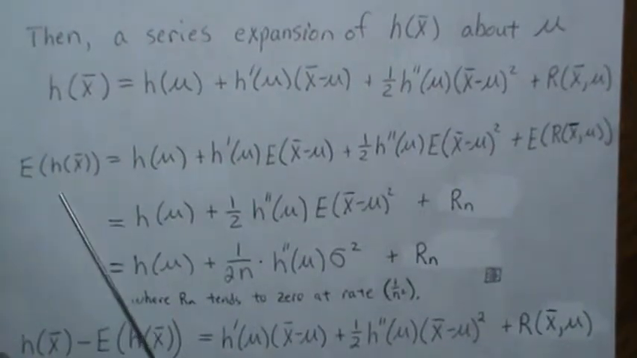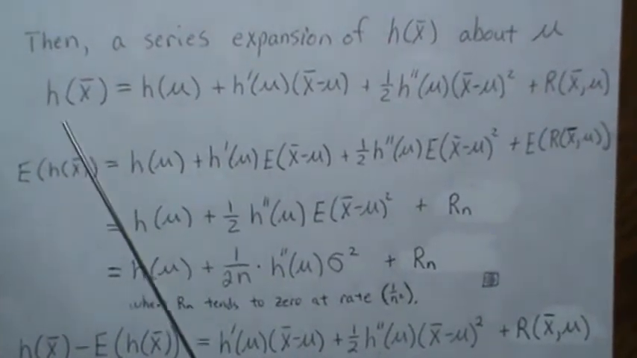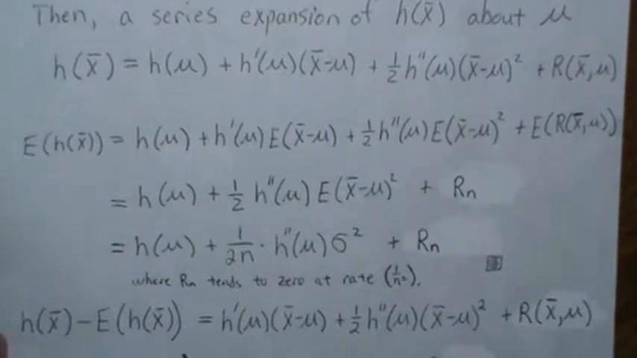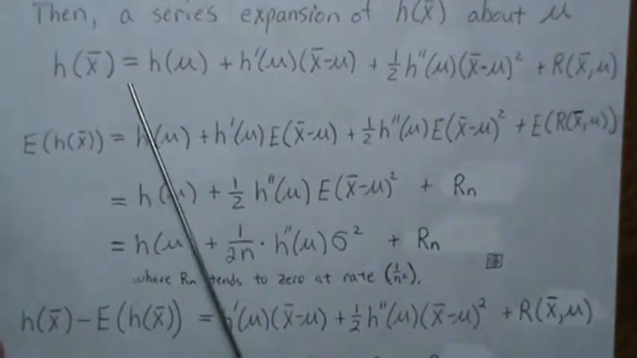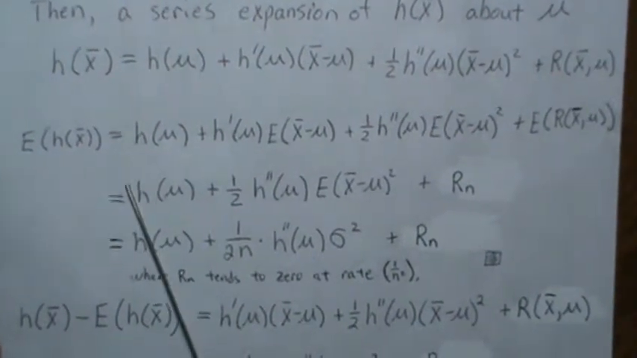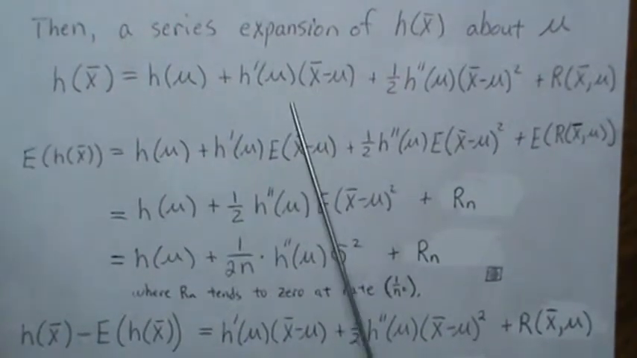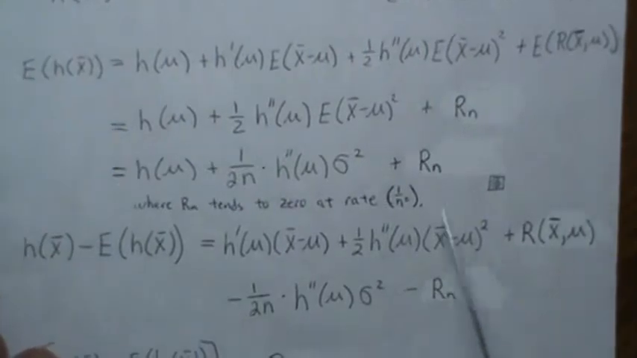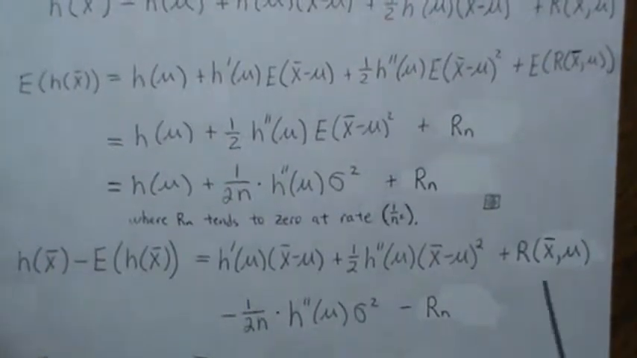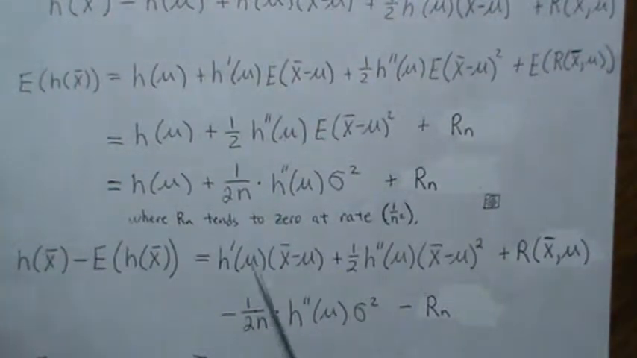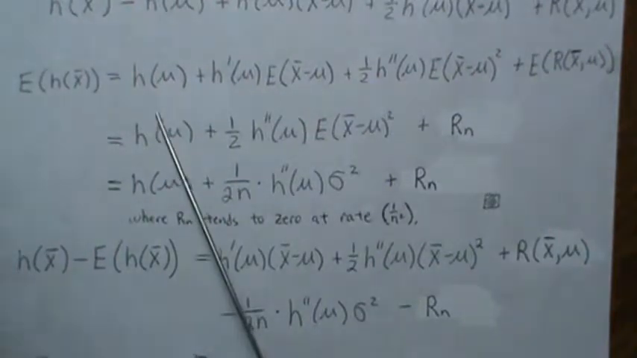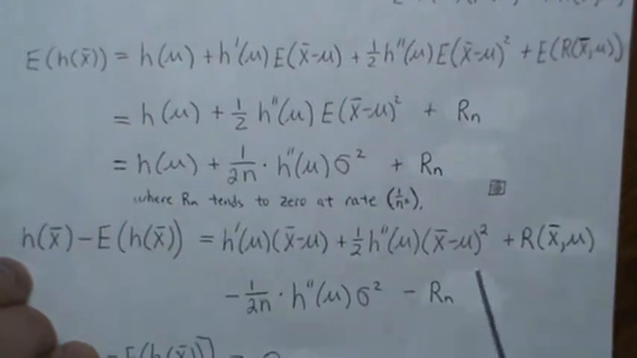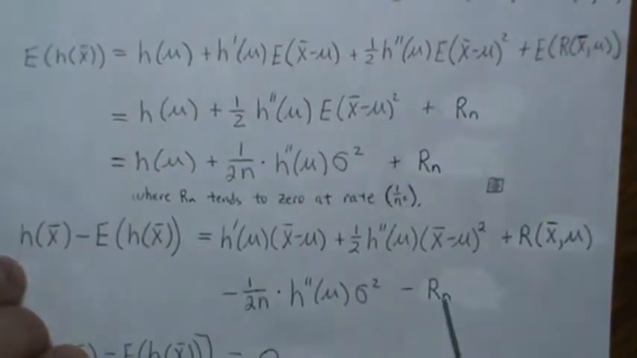So now we want to start developing the variance of h of x bar. Okay. So let's first of all take the difference of these two functions. Literally, you take all the terms here and subtract all the terms here, which is what we get here. The h of mu's cancel, and then all these other terms are here, and then we get this term and this term here.